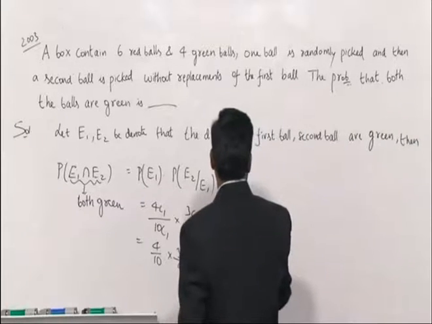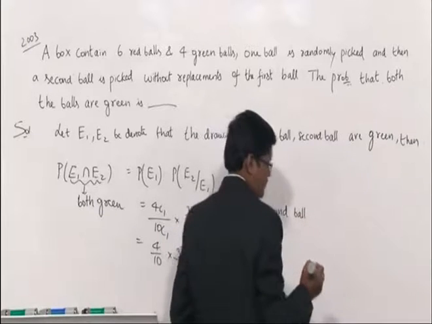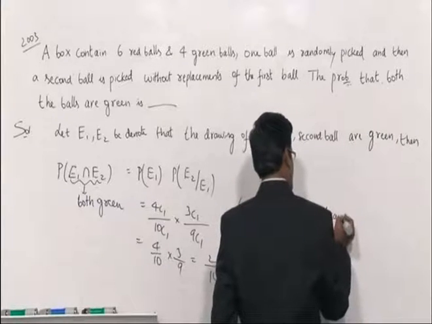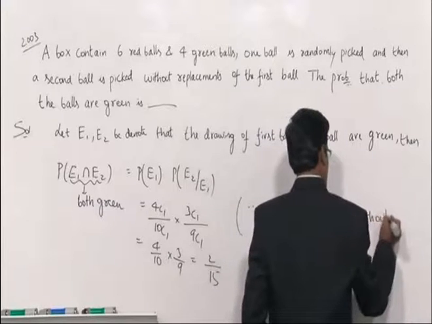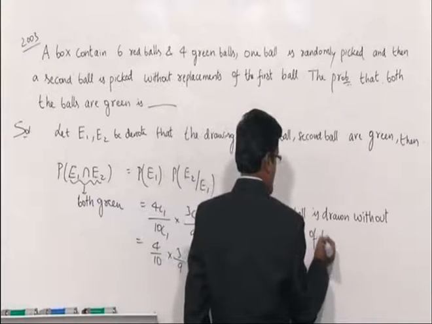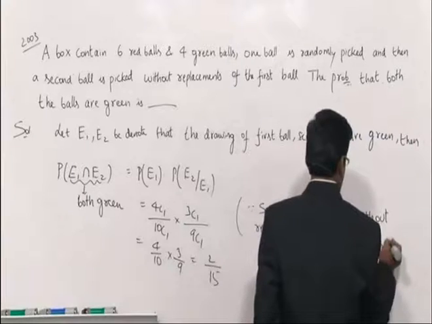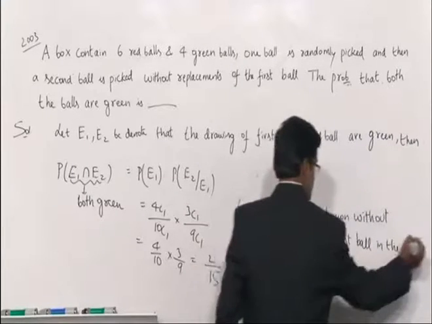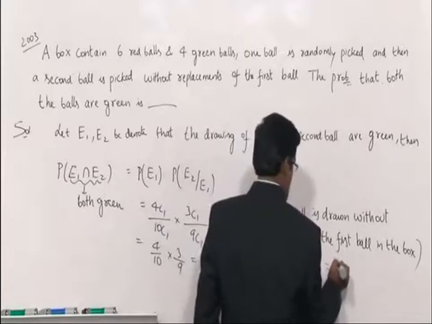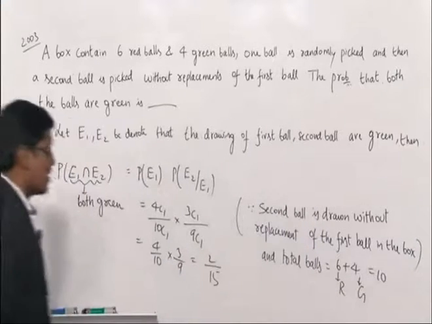So here I used dependent events, which means the multiplication theorem of probability. The second ball is drawn without replacement of the first ball in the box, and total balls is equal to 6 plus 4 is equal to 10. 6 red balls, 4 green. R stands for red, G stands for green. That is the reason.